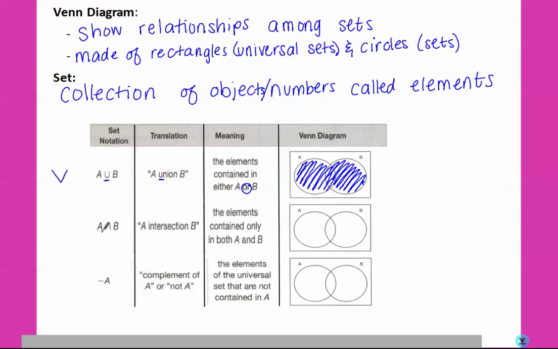Next we have A intersect B, which looks like an upside down U. This means the elements contained in both A and B. In set notation, it looks like an upside down U. In symbolic notation, it looks like an upside down V. So they look similar, but they're just a little different for set notation than symbolic notation. Since we only want the ones that are in both, we would only be concerned about the stuff that overlaps from A and B.